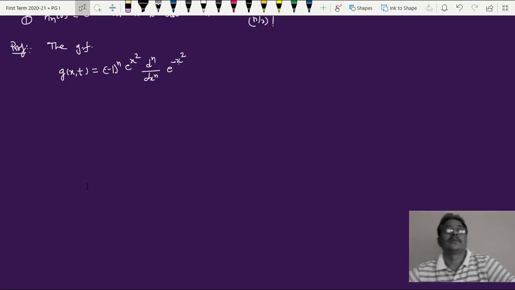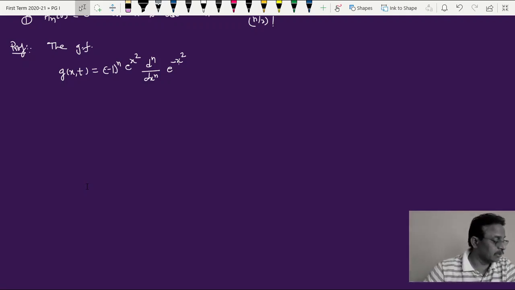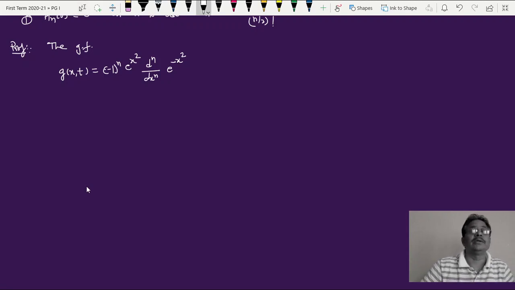So this is what the generating function we have been given. No, sorry, we have written this. This is not correct. What is this? It is the Rodrigues formula.